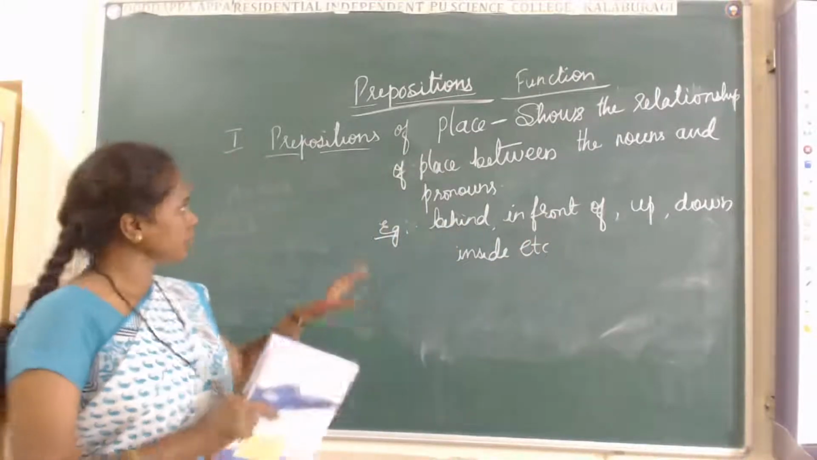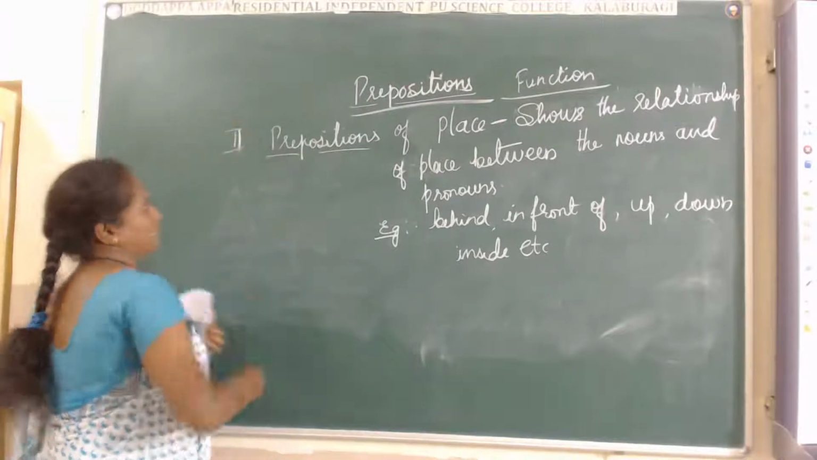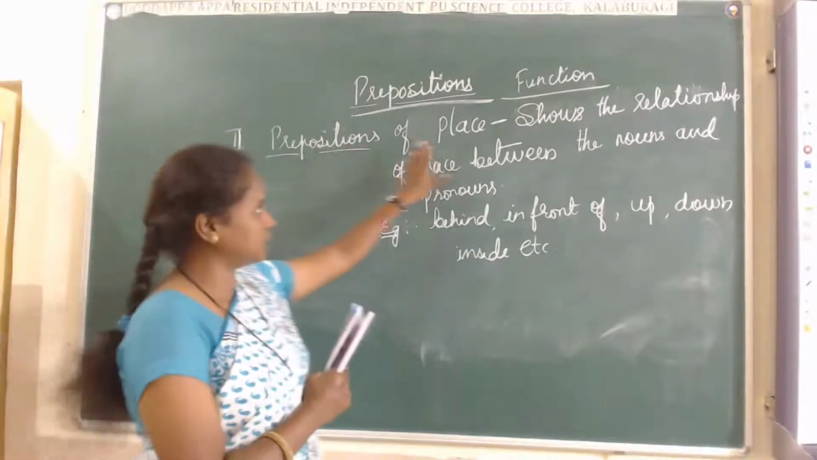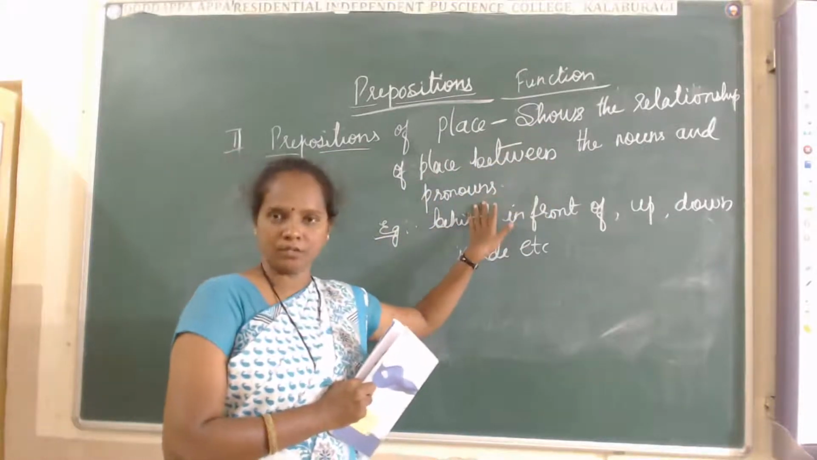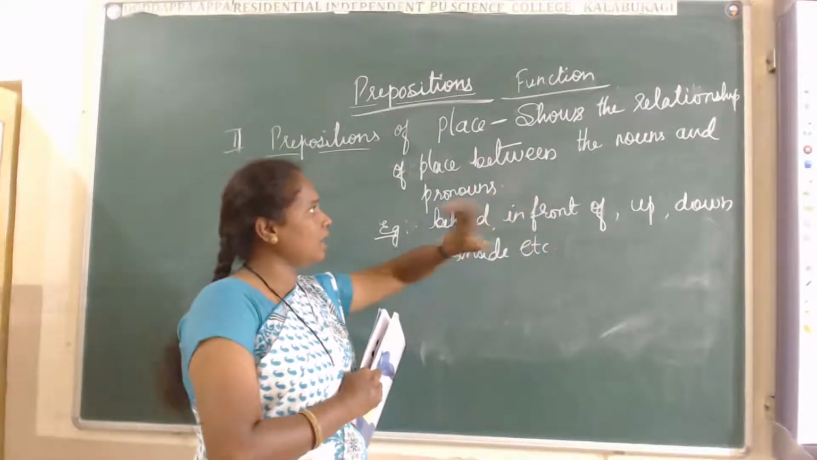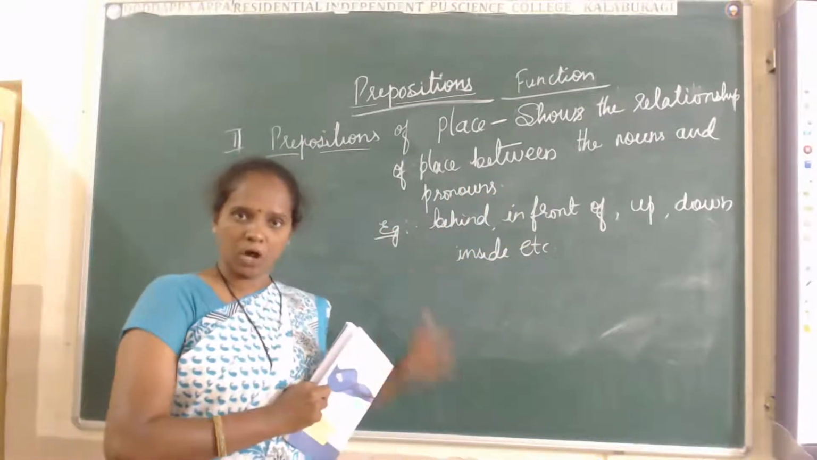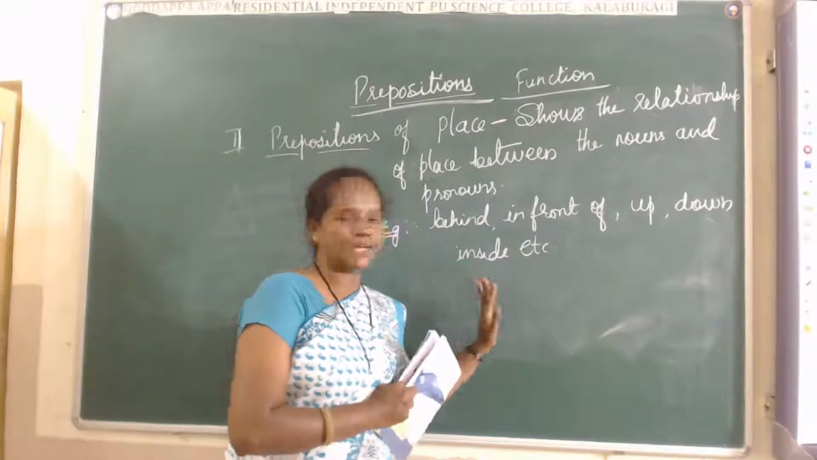See here, students, the second one is preposition of place. It shows the relationship of place between the noun and the pronouns. How? For example: behind, in front of, up, down, inside, etc.